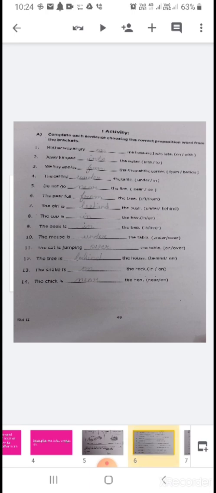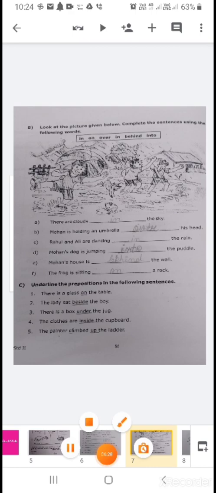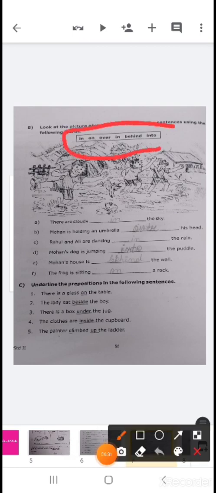Now see the sentences by using the words. So you have to use these words which are given in this box and see this picture, and you have to fill these blanks. So there are clouds in the sky.